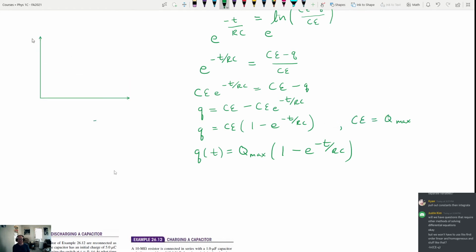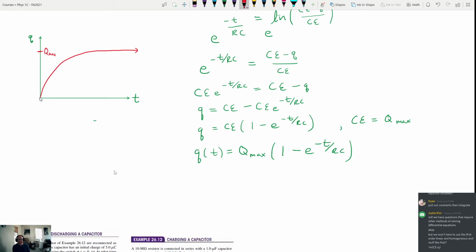This is the charge on the capacitor as a function of time, which we can now plot on a graph. If I want to plot the charge as a function of time, it's going to start off at 0, and it is going to asymptotically approach a line right here where Q is equal to Q max. Okay, that's what the charge as a function of time is going to look like.